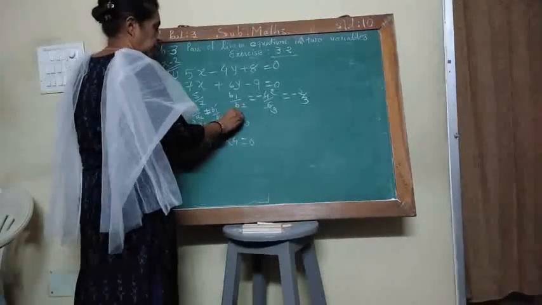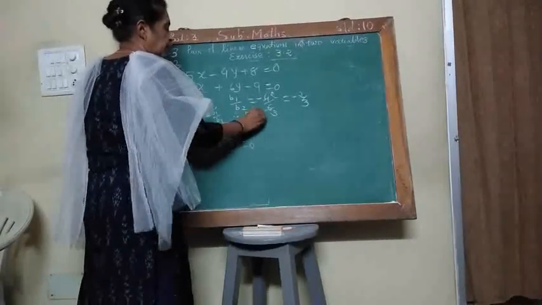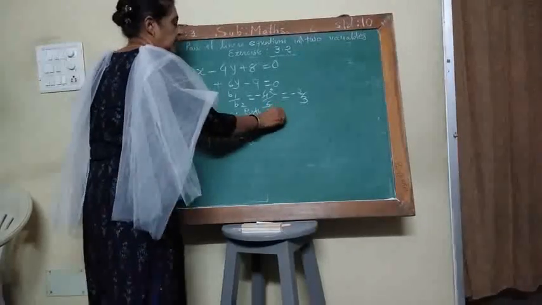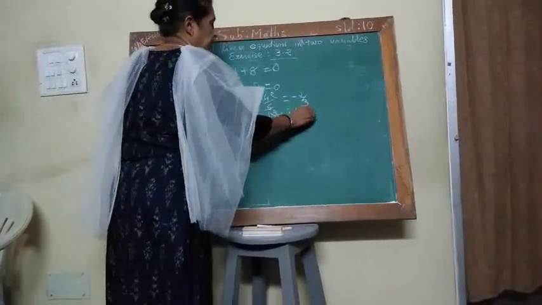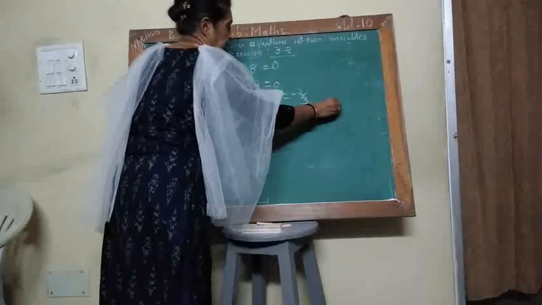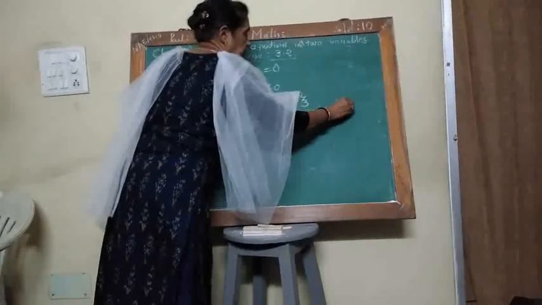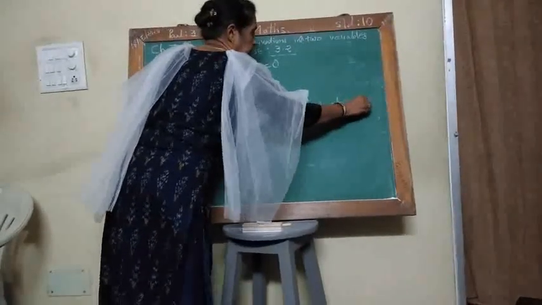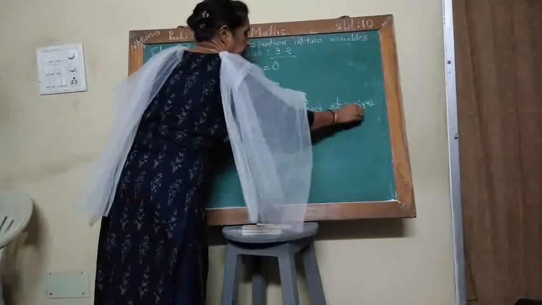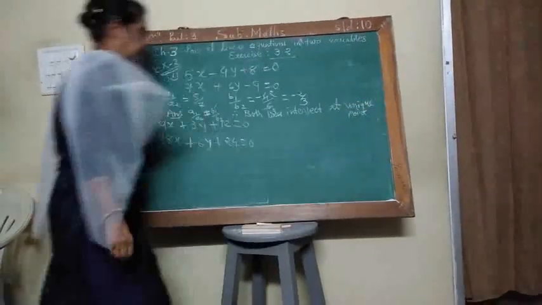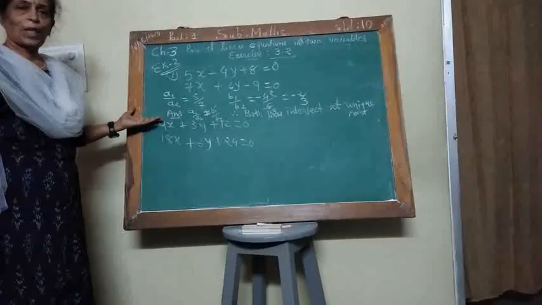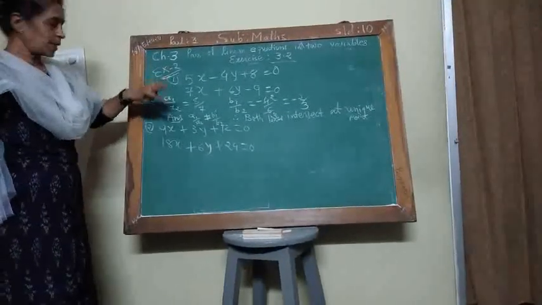Therefore, both lines intersect at a unique point. Unique point means one and only one point. This is the answer. So, three cases are there.